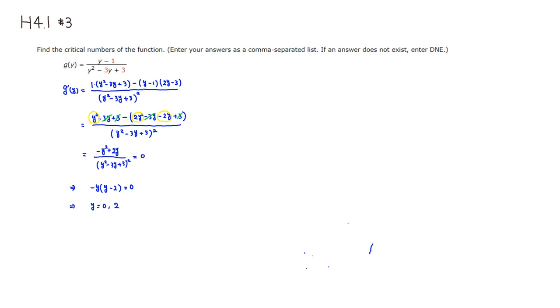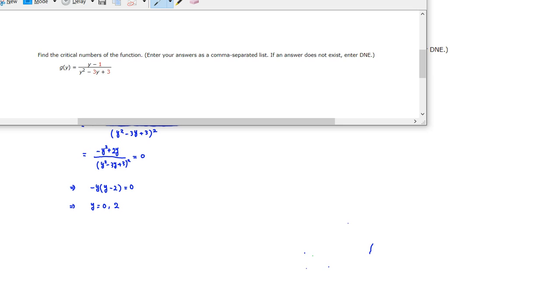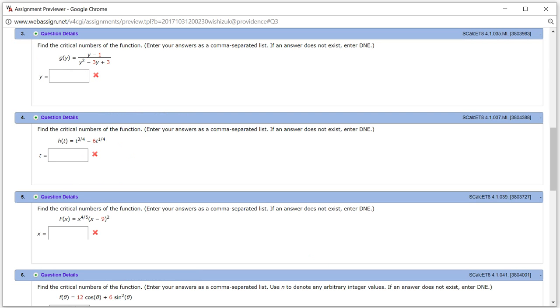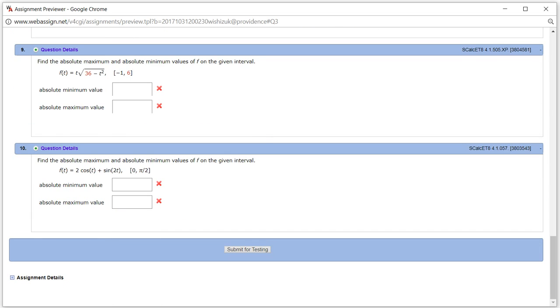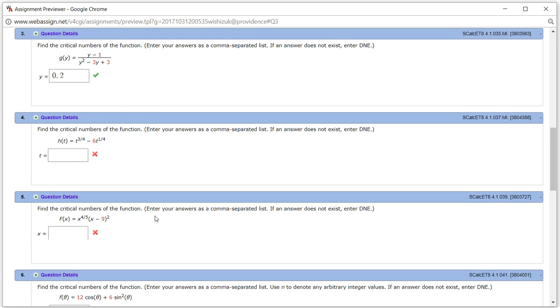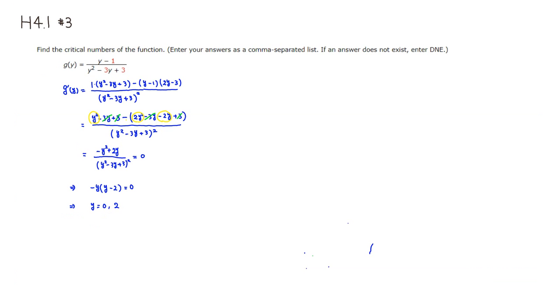All right, let's type it in. Here we found 0 and 2, so let's type in 0 and 2. Let's submit for testing. It came back and looks like we got this one correctly. That's it. I hope that this was clear.